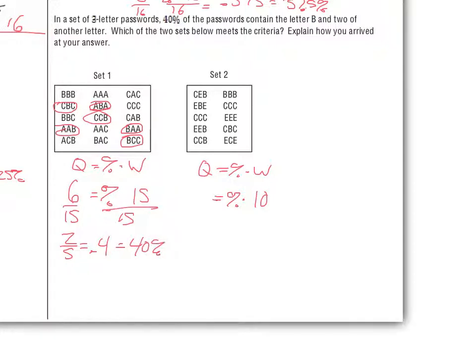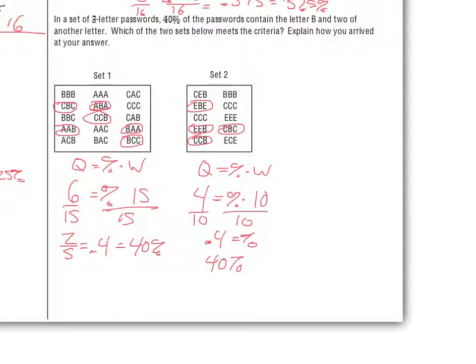Looking at the other set, set 2, we're looking for combinations that have one B and a double letter. So there's one B and a double letter, one B and a double letter, one B and a double letter, and one B and a double letter. Divide both by 10. And it also gives me 0.4, so it looks like kind of a trick question here. Our answer is that both of them meet the criteria of having exactly 40% of the passwords.